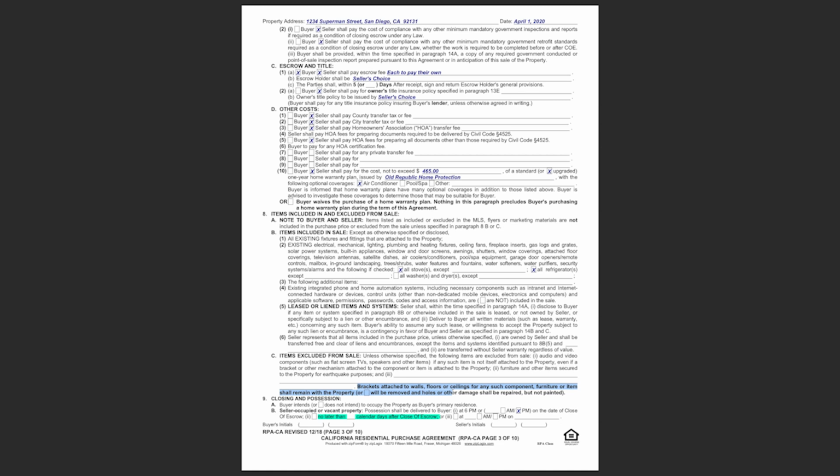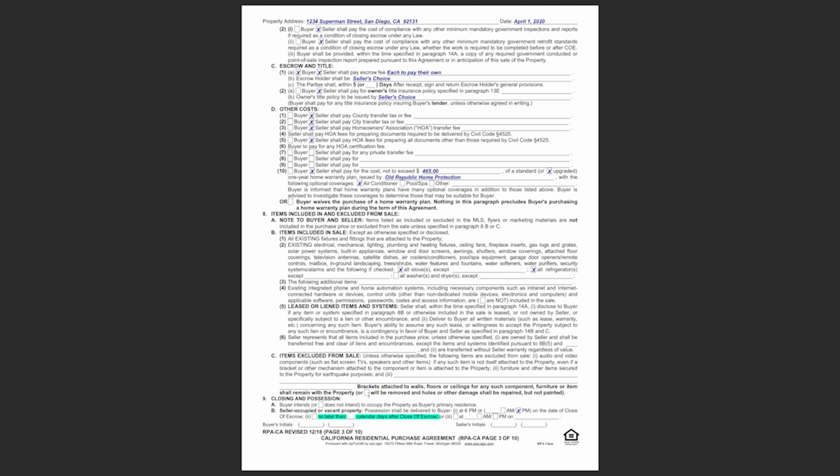Or you would check this box and say, look, Mr. Seller, please remove those brackets and patch the holes behind it. Now, understand the job that they're going to do to patch that is probably not going to be that of a professional, and it's definitely not going to be painted. So you're going to see where those brackets were removed. Now, the contract naturally leaves the brackets attached to the wall. If you want the brackets removed, you must check the box.